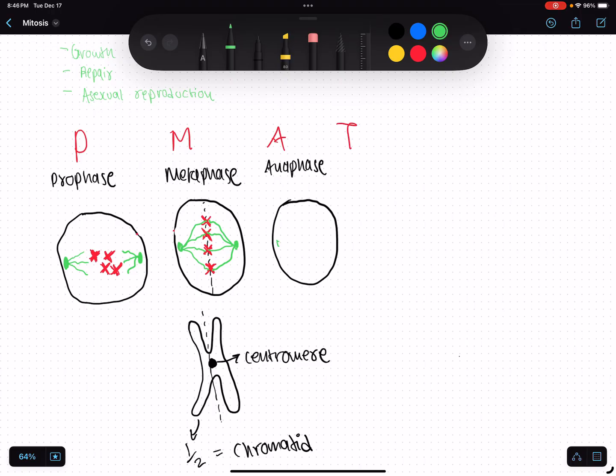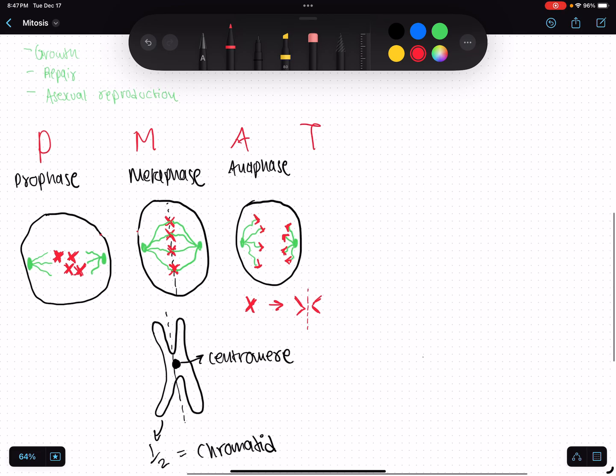So if I draw that, we're going to get some spindle fibers on this end, some spindle fibers here, and we're going to have a chromatid on each one. So we're going to have a chromatid, chromatid, chromatid, chromatid, and then the other half right here. If you can see what happened, earlier it was an X for the chromosome, and now it's become separated into two halves, and the spindle fibers pulled these two sister chromatids apart. So that's what happens in anaphase.